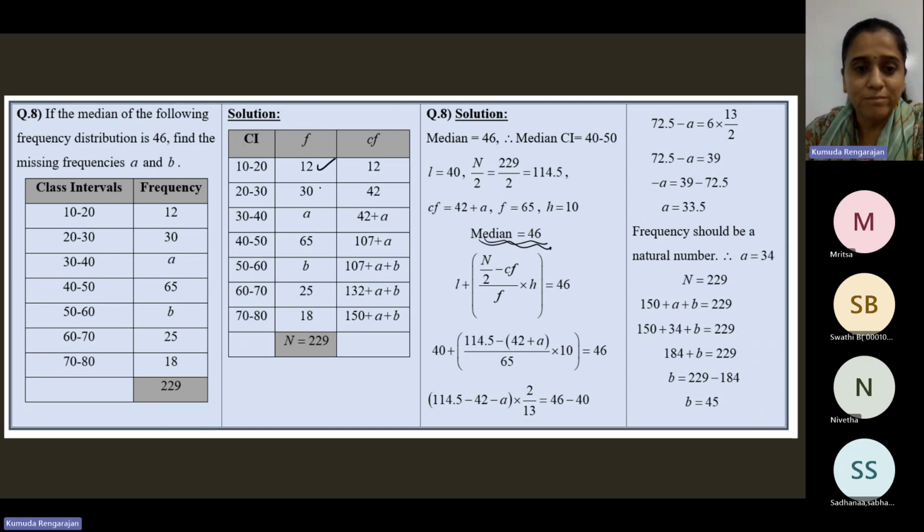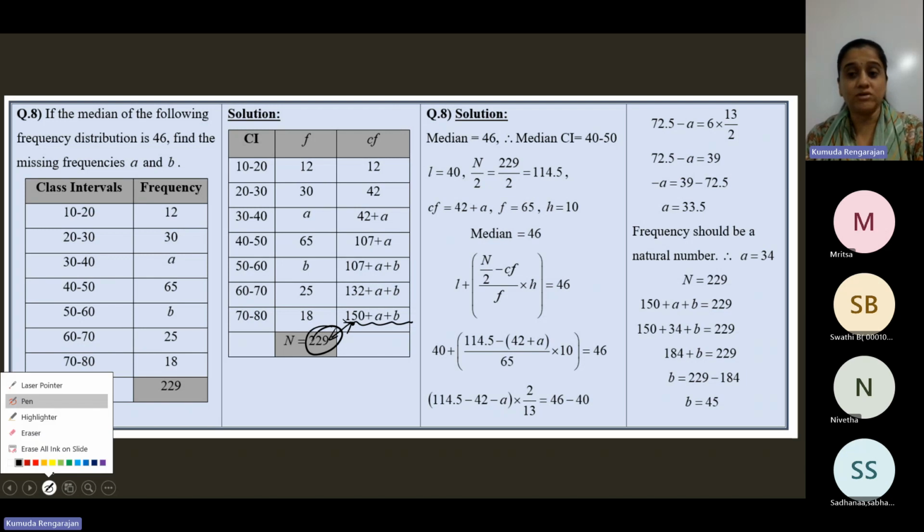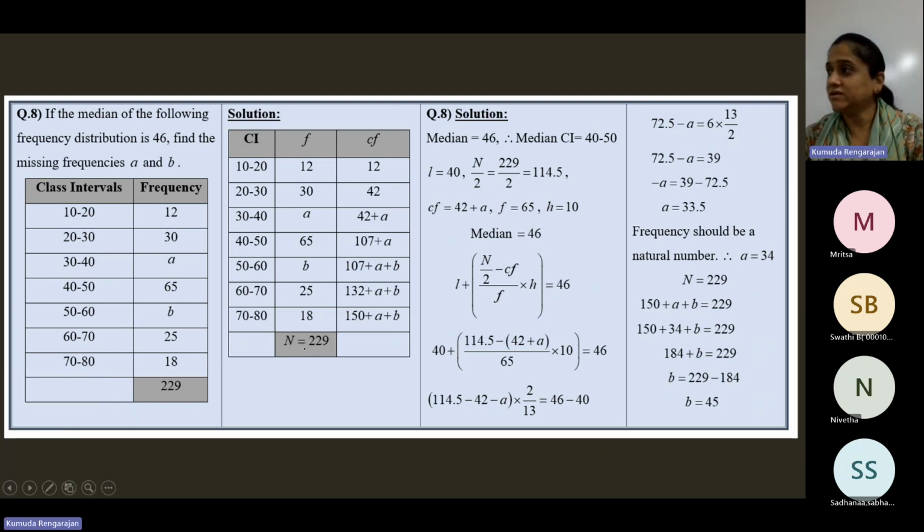That means 12 plus 30 plus A plus 65 plus B plus 25 plus 18 is equal to 229, correct? Or you can say, because we know that the last cumulative frequency is equal to the total of the frequency column, you can directly write 150 plus A plus B is equal to 229. You understand that? Because we know that this one is equal to this one. You can again understand this. Start working.